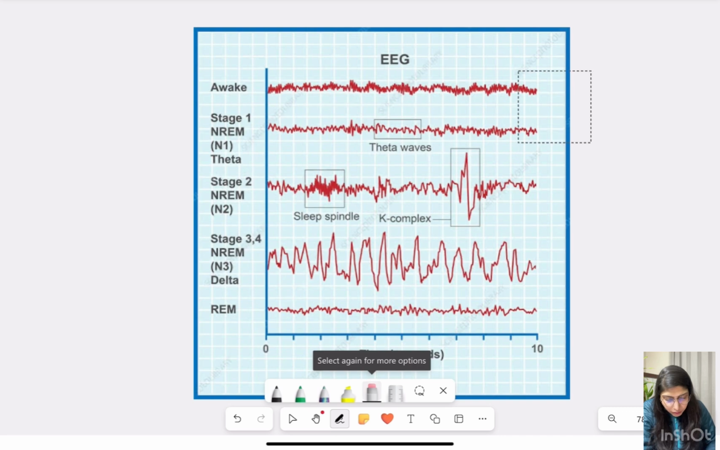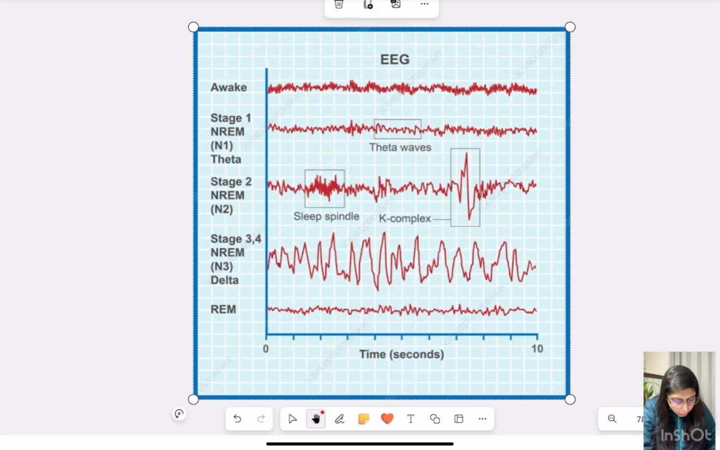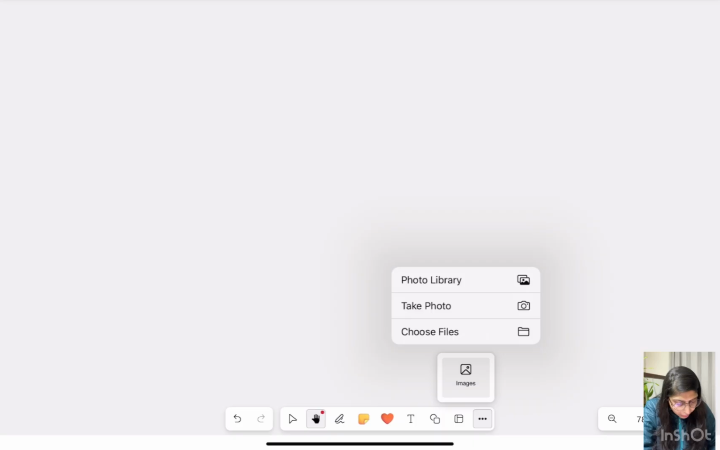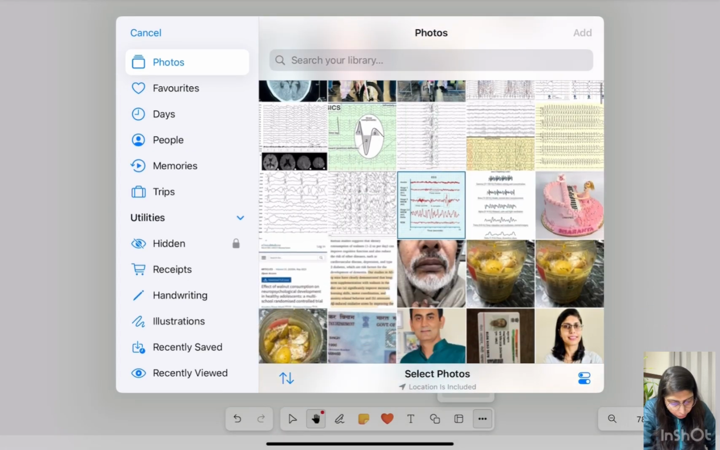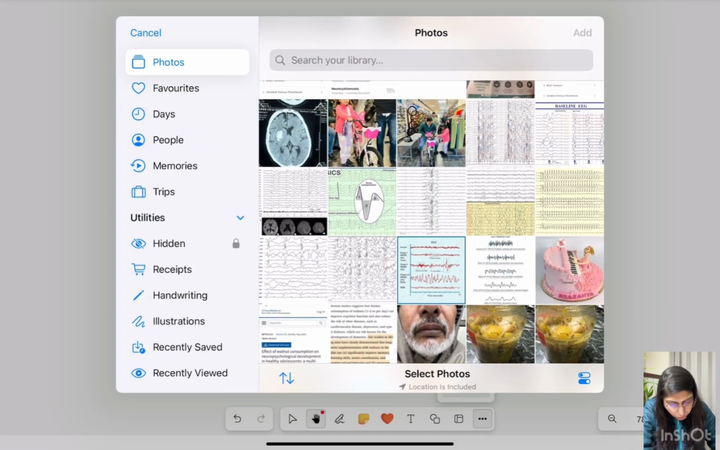Now we'll learn about the various phases of sleep and polysomnography in this chapter on sleep. But for now, let us move on to the abnormal EEGs.